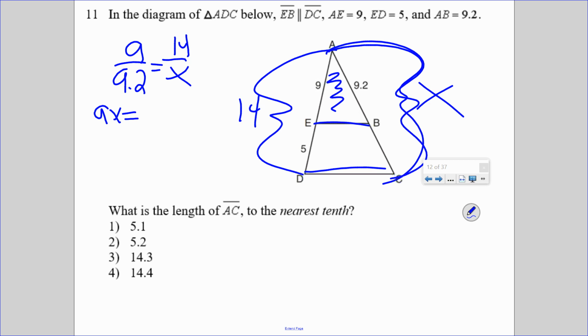9x equals 14 times 9.2, which is 128.8. Divide by 9. X equals, to the nearest 10th, 14.3.